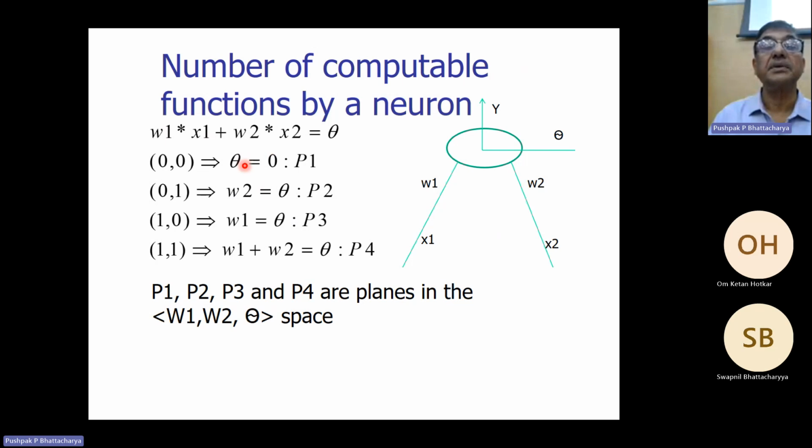x1 equal to 0, x2 equal to 0 gives theta equal to 0, which will define a plane P1 in the W1, W2, theta space. x1 equal to 1, x2 equal to 0 gives W1 equal to theta, the plane P2. x1 equal to 0, x2 equal to 1 gives W2 equal to theta, the plane P3. Both x1 and x2 being 1 gives the plane W1 plus W2 equal to theta, which is P4. All clear so far? So 4 hyperplanes in the three-dimensional space of W1, W2, theta. These are homogeneous hyperplanes. They all pass through the origin.